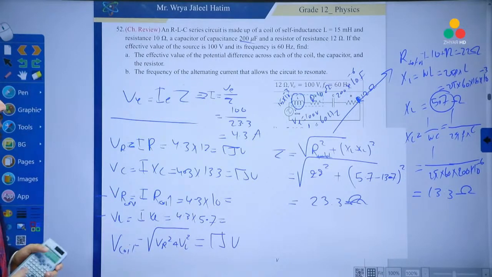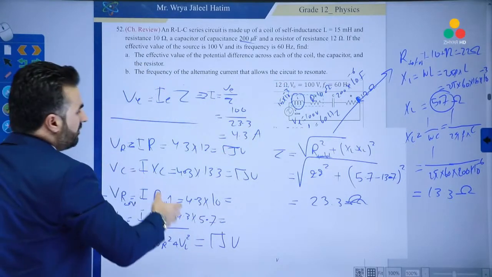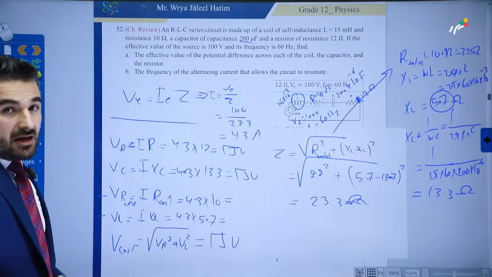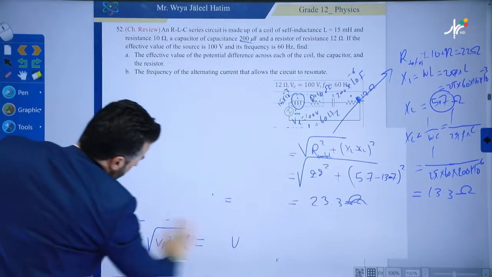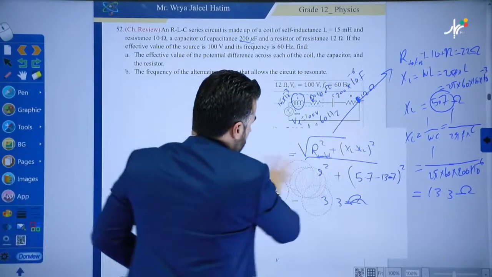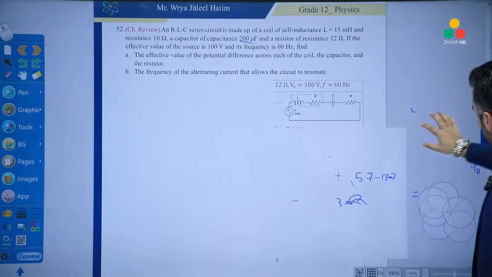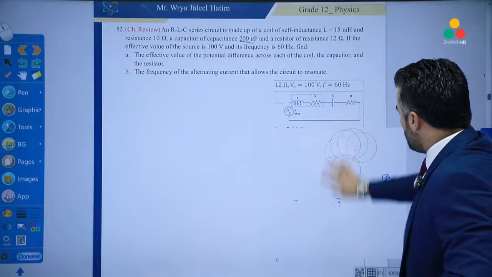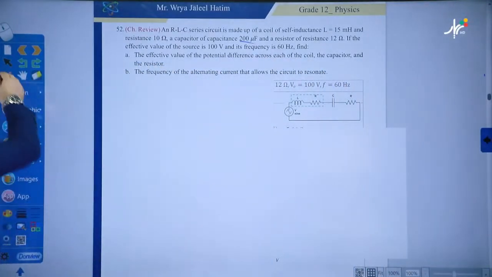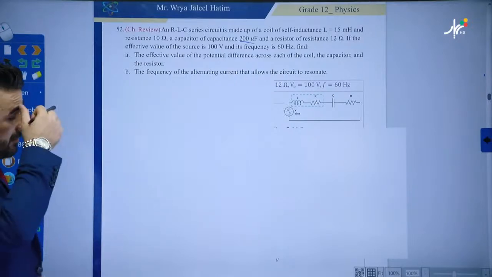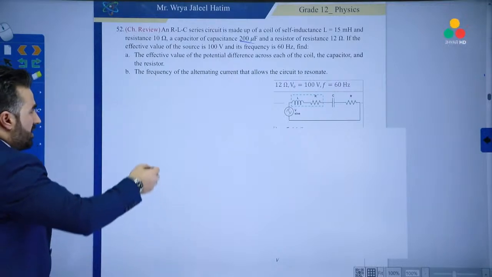Now, going to the second part, it says the frequency of the alternating current that allows the circuit to resonate. So how do you find the frequency of the circuit that allows the current to resonate? The next thing you need to do is find the frequency at which this circuit is going to resonate. We said in a resonating circuit, basically XC is equal to XL. That's one of the ways we can do that.